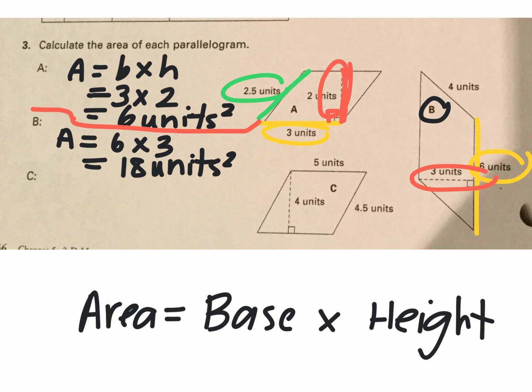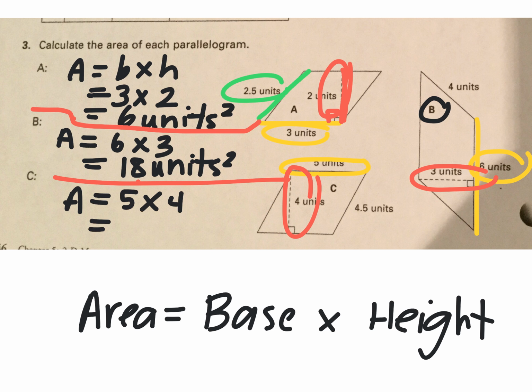Okay, let's try question C. Base is 4. No, 5. 5, and the height is 4. Good. So area is equal to 5 times 4, which is equal to 20 units squared.